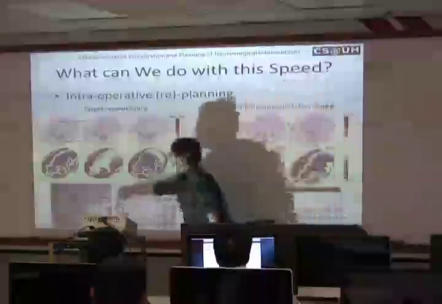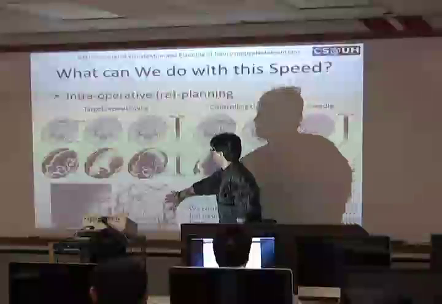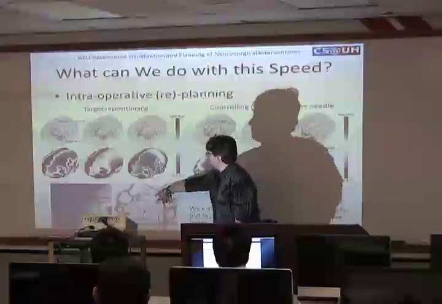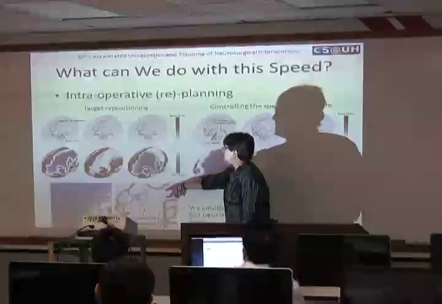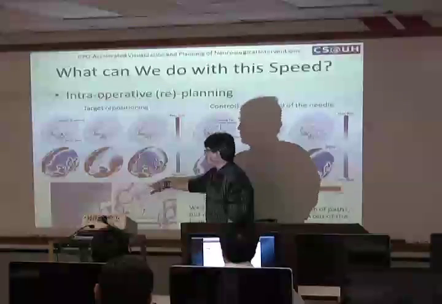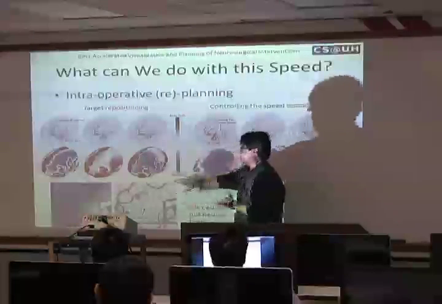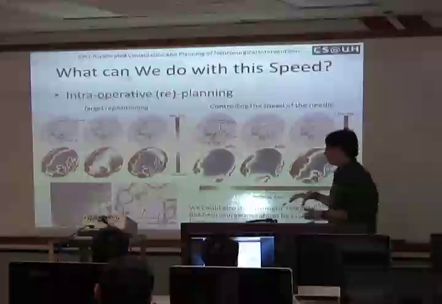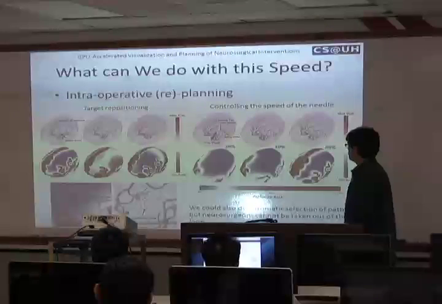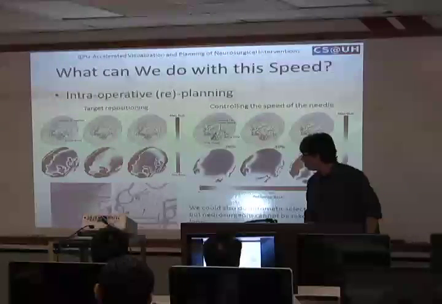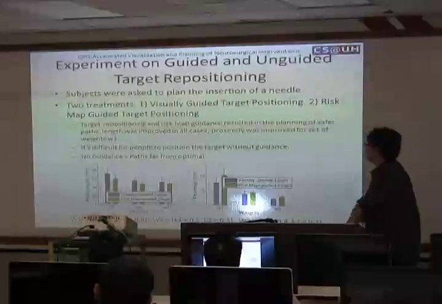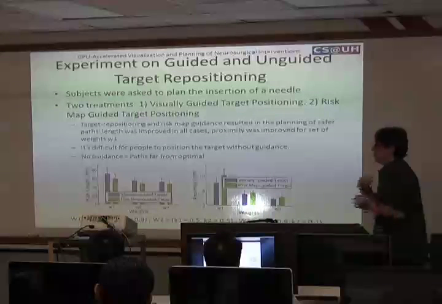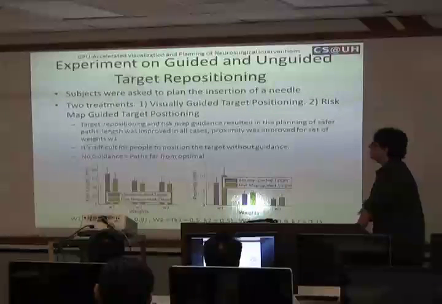For this region of interest, this area right here in green shows the minimum risk that can be achieved if the target is positioned near that area, and that can be used by the neurosurgeon to reposition the target. We actually did an experiment to see, and it's pretty fast. I mean, this is really useful.